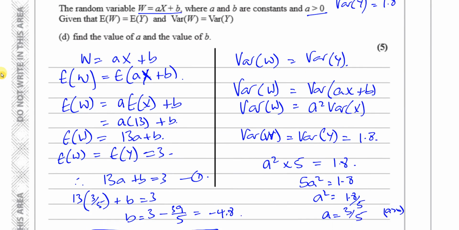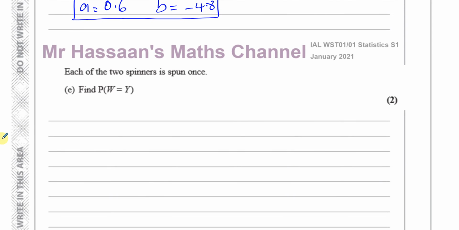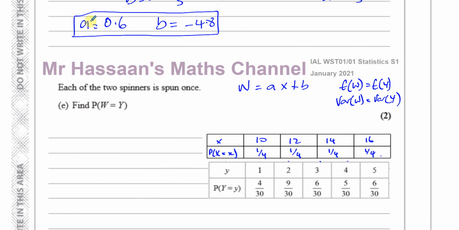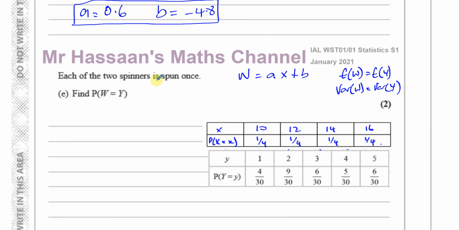Then for part E, it says each of the two spinners is spun once. Find the probability that W equals X. Okay, so let me get the values from the table from before. This is the information we have from previous questions, including the values of a and b. So basically W is the same as aX plus b, which is 0.6 times x minus 4.8.